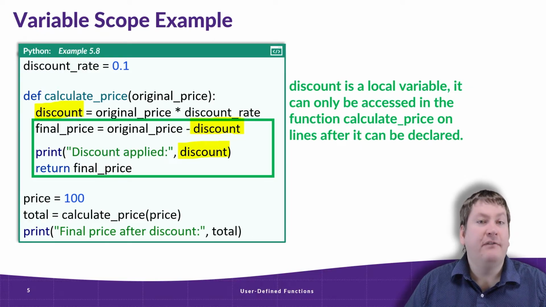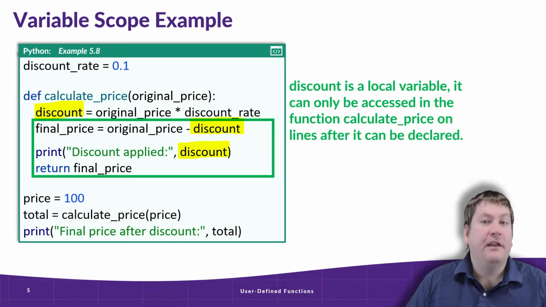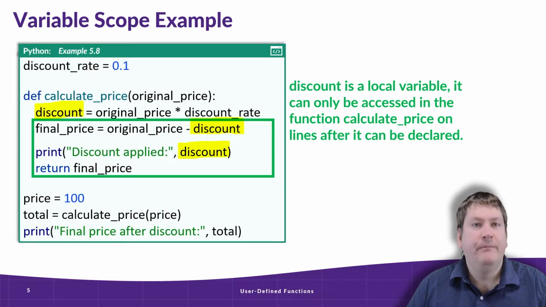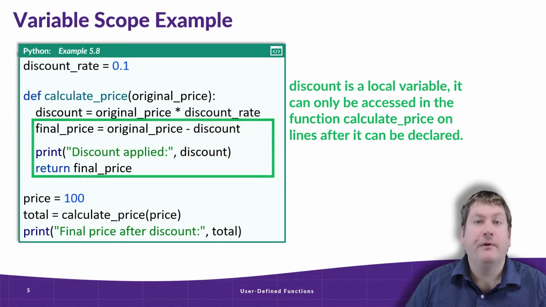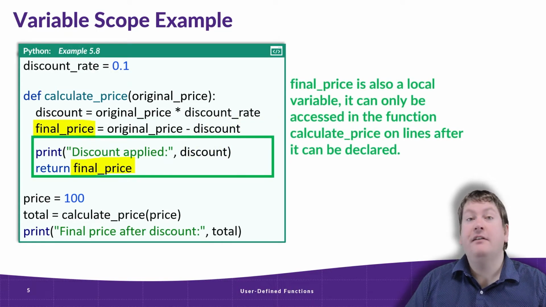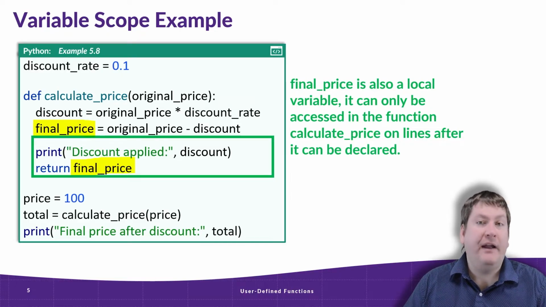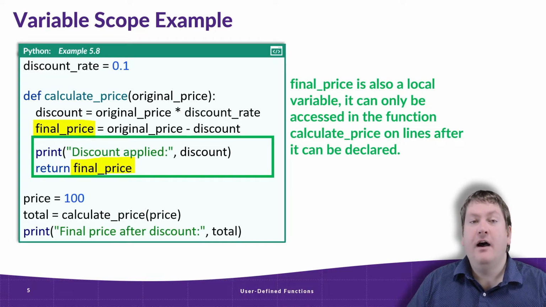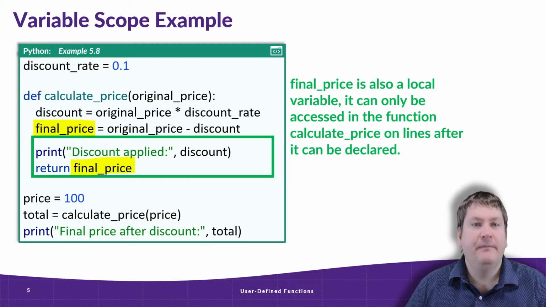Next, we have discount, which is defined inside of the calculate price function. This variable would have local scope as it's defined within a function, which means it can only be accessed within the calculate price function. The lines this variable could be accessed on are shown in the green box on the screen right now. The same is also true for final price. It also has local scope and can only be accessed in the calculate price function on the lines after it's been declared. Again, it's shown here in the green box.